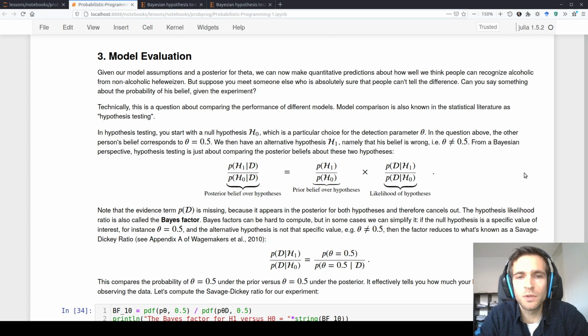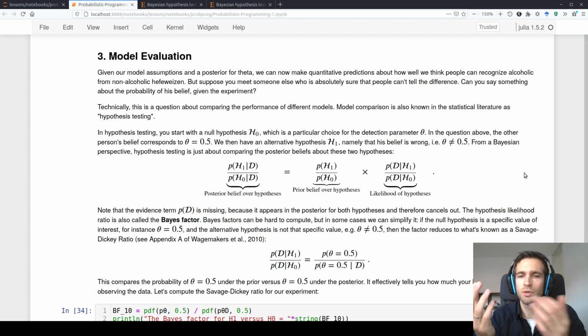So you start with a null hypothesis. In this case, that's the other person's belief that theta is equal to 0.5. And then we have an alternative hypothesis, namely that this person's belief is wrong, that theta is not equal to 0.5. If you would like to compare models within the Bayesian perspective, this just boils down to the same application of Bayes' rule. We have a prior belief over hypotheses, we have a likelihood of a hypothesis, and then we have a posterior belief over hypotheses.